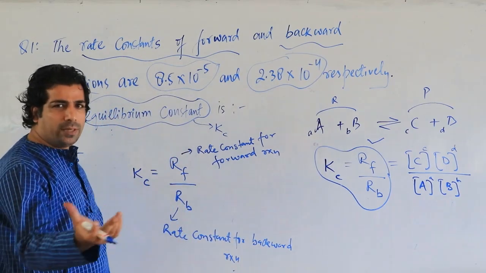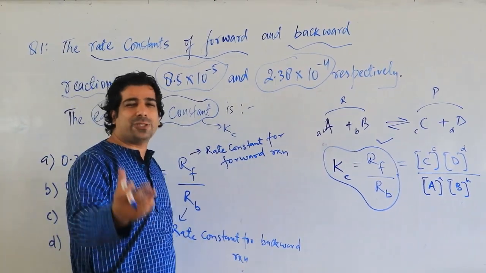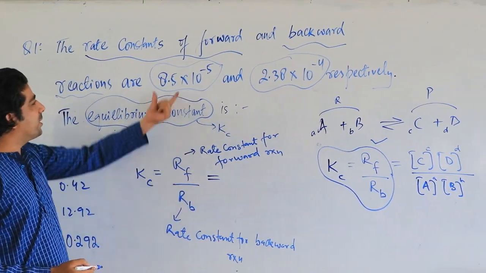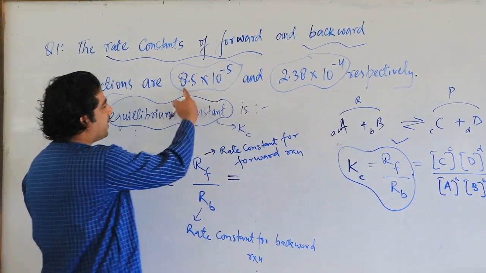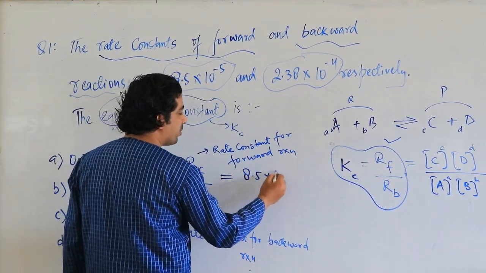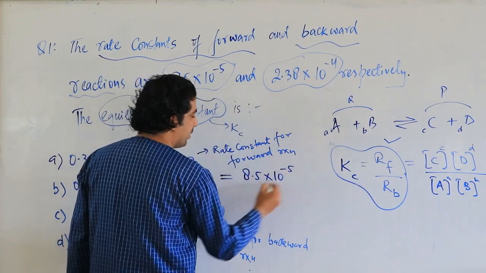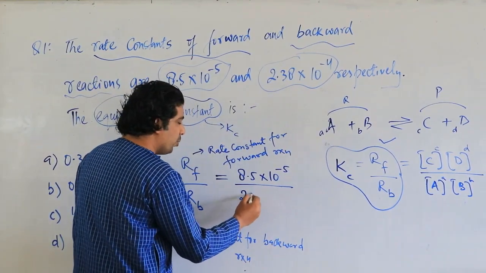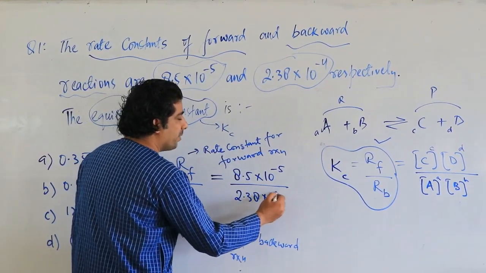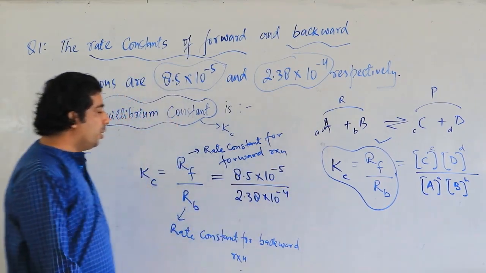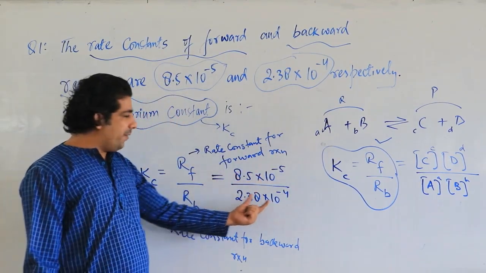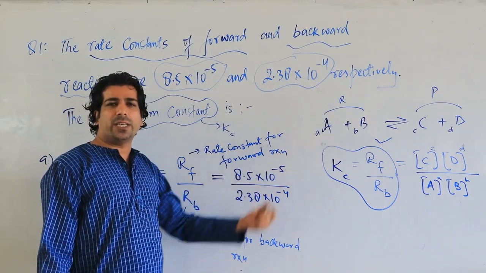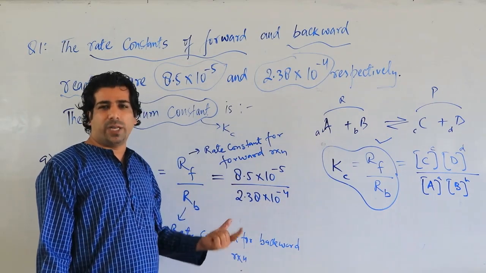You try to understand one problem, others you can do in a jiffy, in a flash of time. Have a look here. Now we know the rate constant for the forward reaction is given to me. So what is that? 8.5 into 10 to the power minus 5 divided by the rate constant for the backward reaction, which is also given, that is 2.38 into 10 to the power minus 4. When we simplify it, if you take this 10 to the power minus 4 up, it will become 10 to the power 4, and 10 to the power minus 5 and 10 to the power 4 will become 10 to the power minus 1.